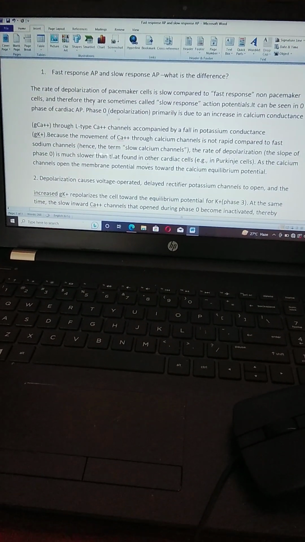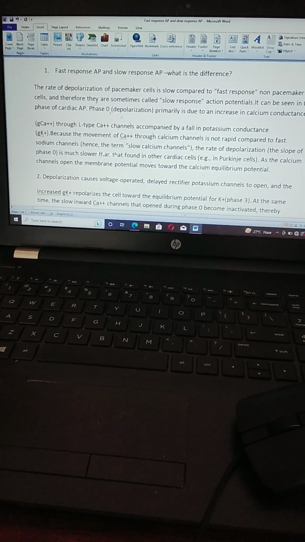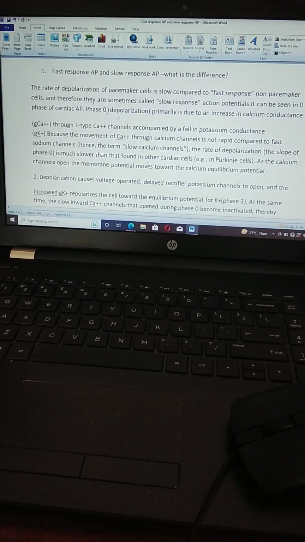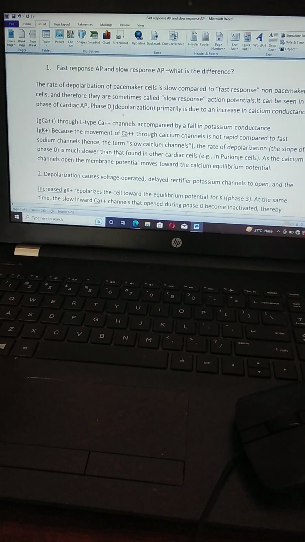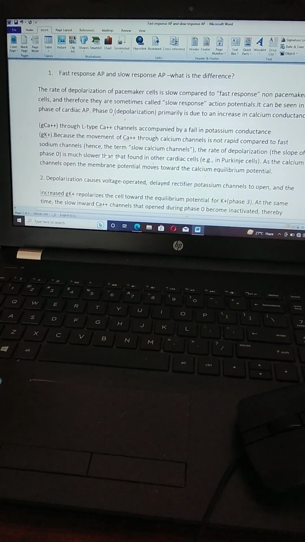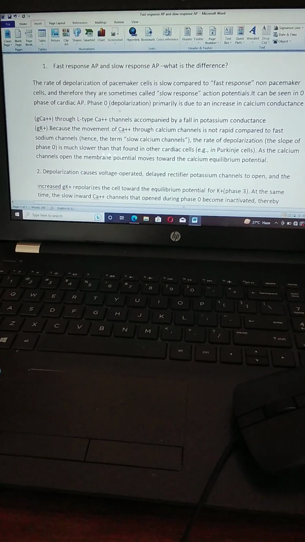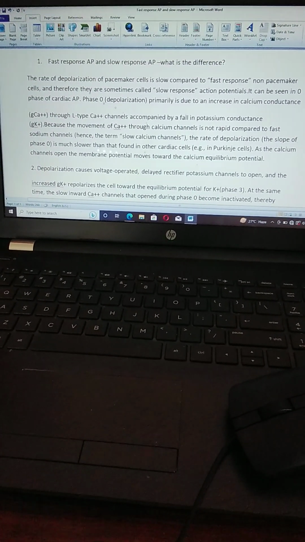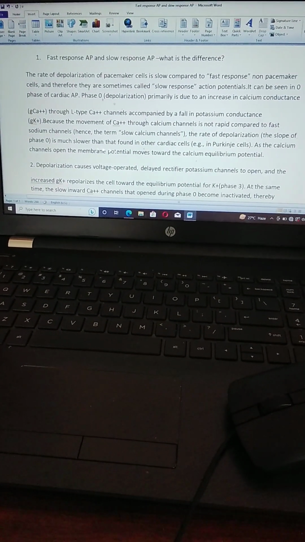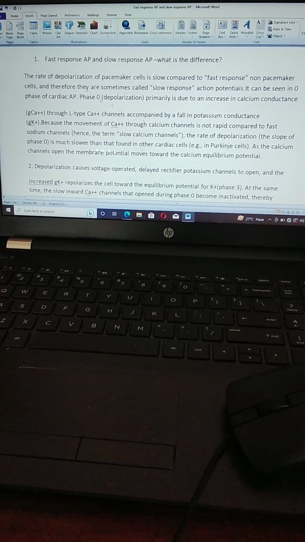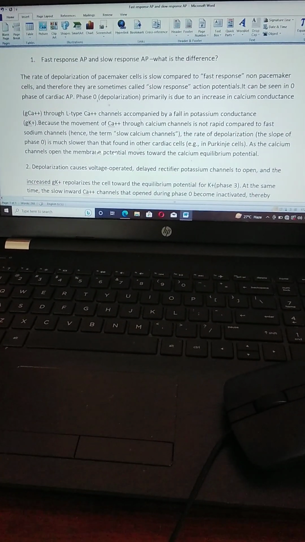It is the phase 0 or depolarization phase of the slow response action potential. As we can see here, the rate of depolarization of the pacemaker cell is slowed compared to the fast response, that is the non-pacemaker cells, and therefore they are called the slow response action potential. It can be seen in phase 0 of the cardiac action potential.